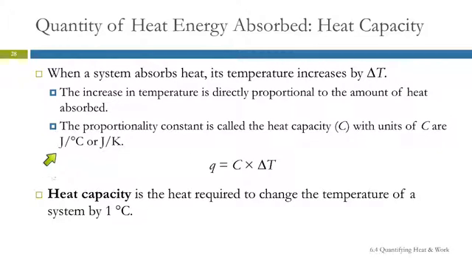And the units of that are joules per degree Celsius or joules per Kelvin. So you put more heat in, you get a bigger change. So the heat equals the heat capacity times the change in temperature. And so the units work out there. The heat capacity would be in, say, joules per degree Celsius, and the change in temperature would be in degrees Celsius, and so those would cancel out, and we'd end up with a unit of joule, which is an energy unit.